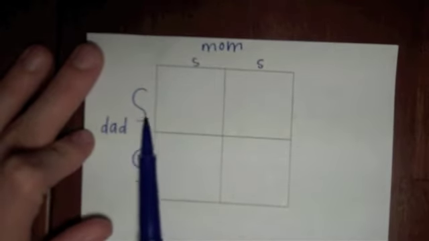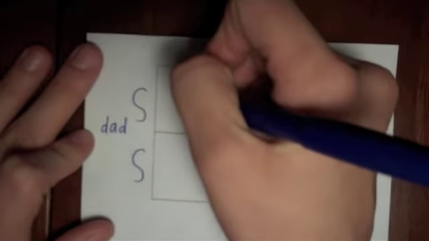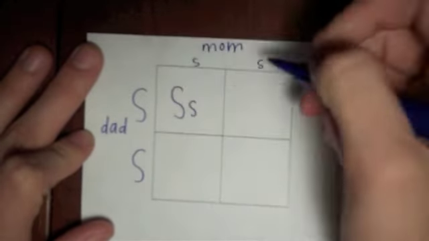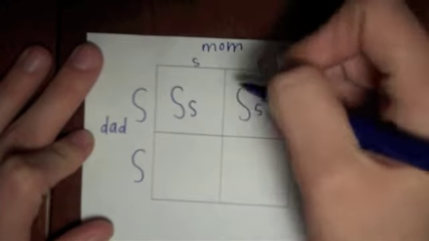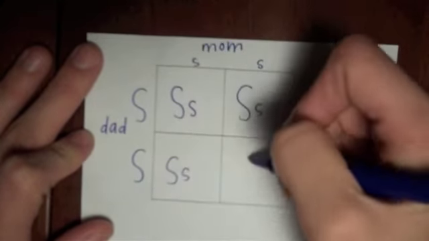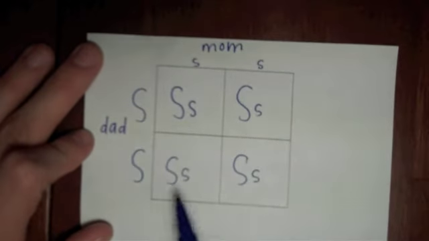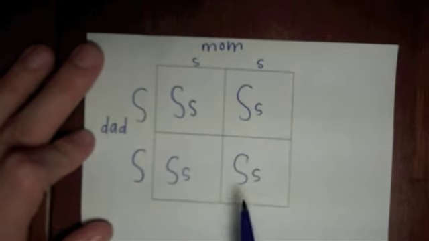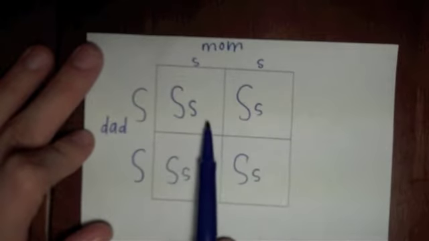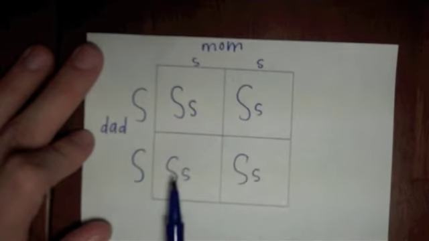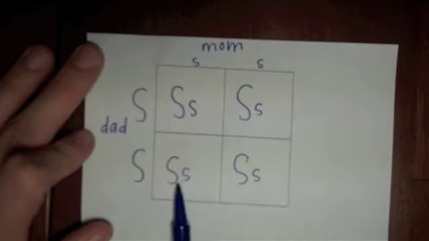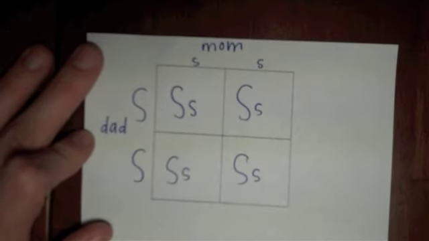So when we cross the row with the column, we get big S, little s, big S, little s from here and here, another big S, little s, and another big S, little s. Okay, so this is the completed Punnett square. So we can see that there are 4 out of 4 chances that their offspring will be heterozygous dominant for straight hair. So we're going to go through and write the phenotypes for the offspring.